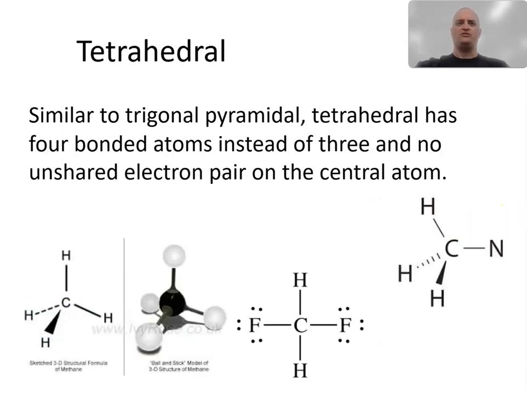The last one is tetrahedral, similar to the trigonal pyramidal, but it has four bonded atoms instead of three and a lone pair. Again, this is a Lewis structure. This is a 3D structure or structural formula. So this is a good example where we have this hydrogen, carbon, hydrogen, all in the same plane as if they were laying flat on the paper, with this hydrogen going behind the paper and this one coming up out of the paper, kind of coming up off of it.